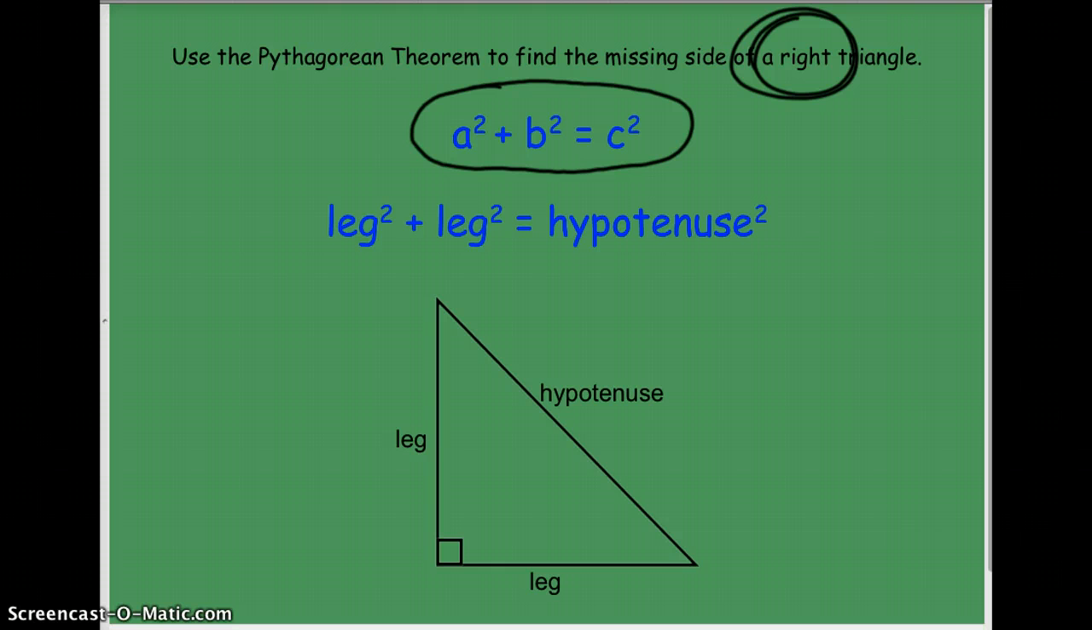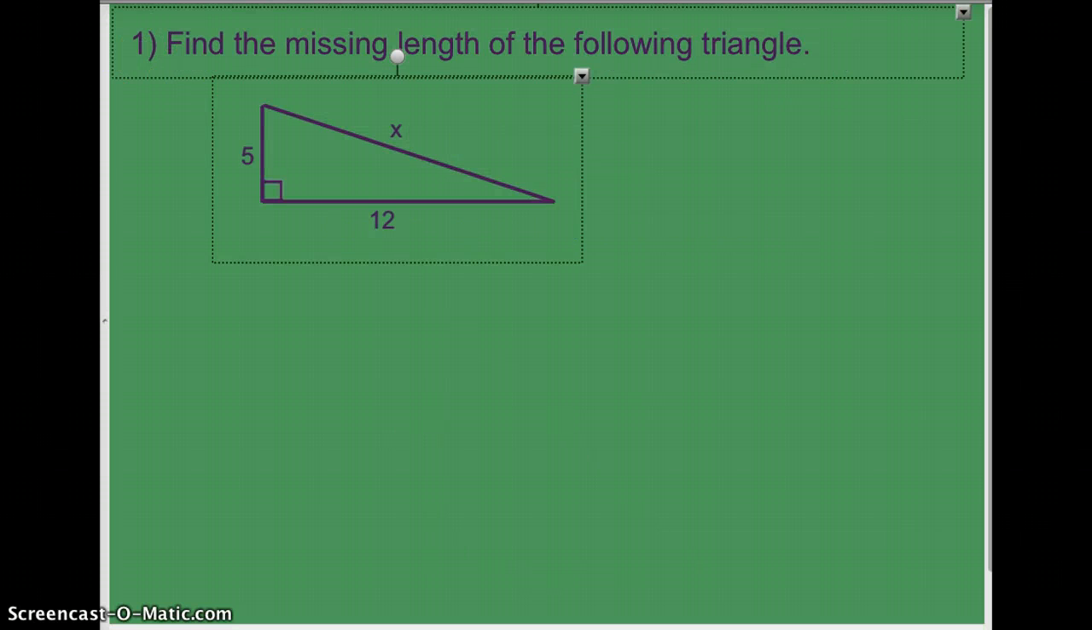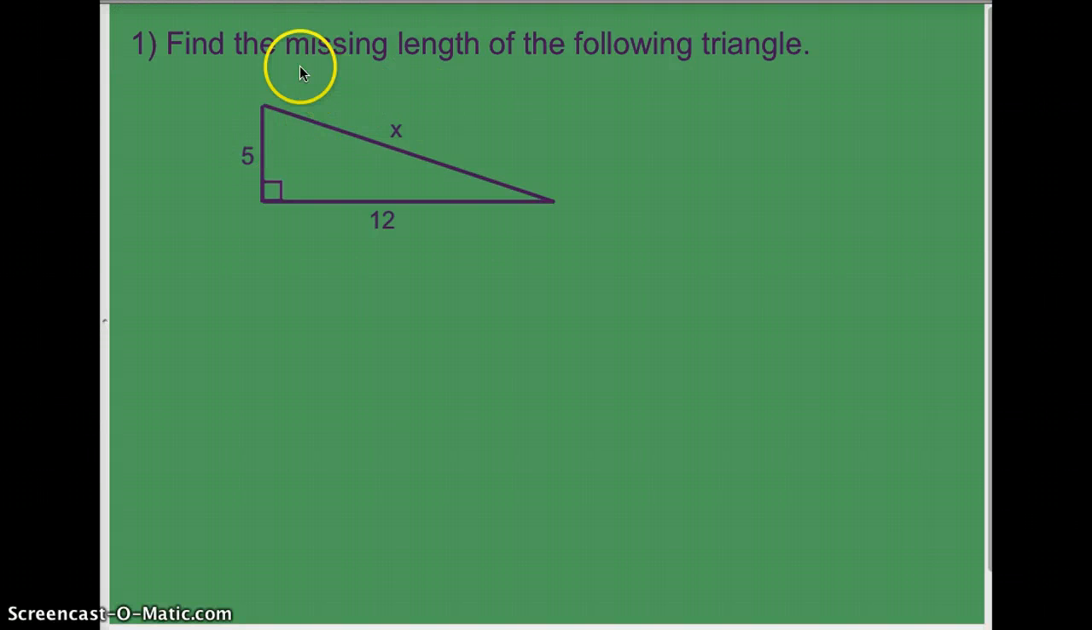So let's do some examples. So here is a right triangle. I want you to find the missing length, so I want you to find x. So first of all, I'm going to note that x is the side that is opposite the 90-degree angle. So I know x is going to be my hypotenuse.